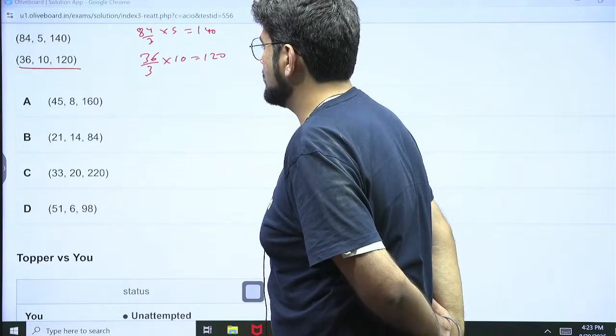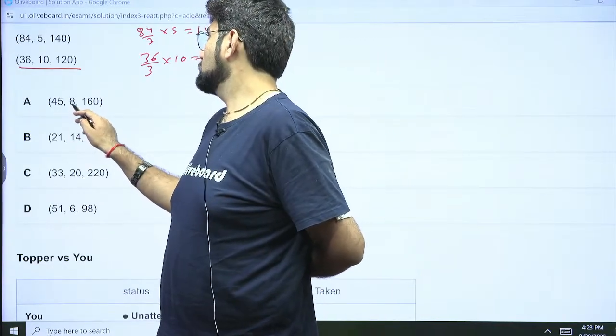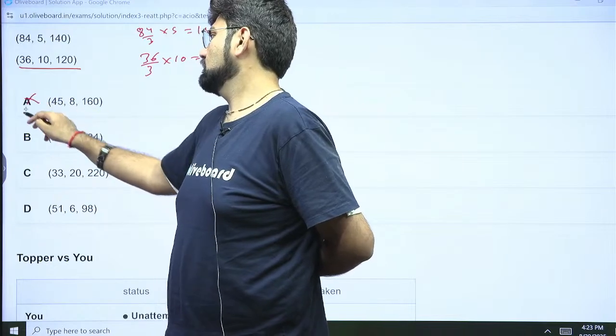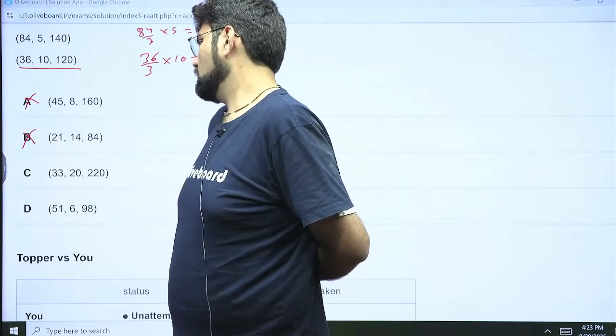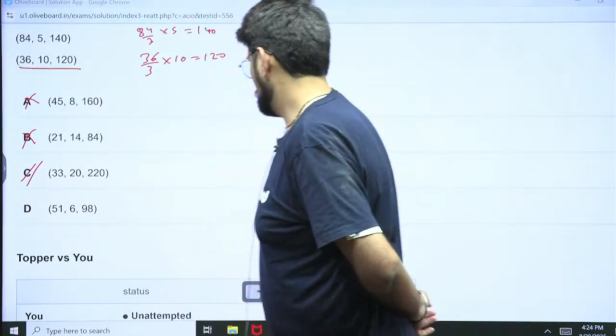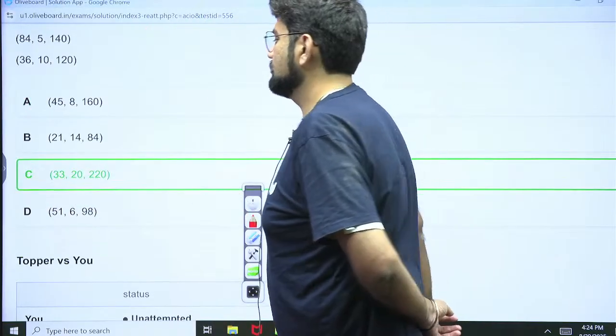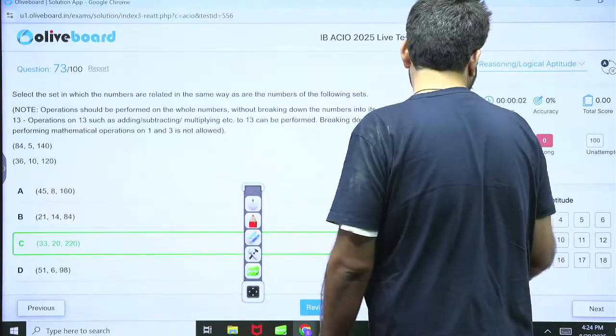So now what else when you divide by 3 and multiply by 5? 15 into 8. Sorry, 15 into 8 is not 160. 21, 7. 7 into 14 is not 84. 33. 11 into 20 is 220. Option C is the right answer. Cool. Right? 37 seconds. Very nice. Excellent. This one was pretty easy. Next.